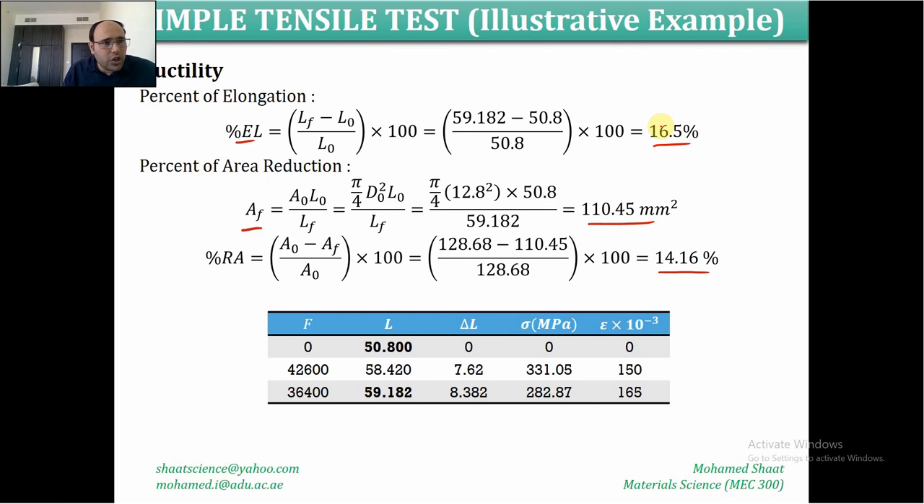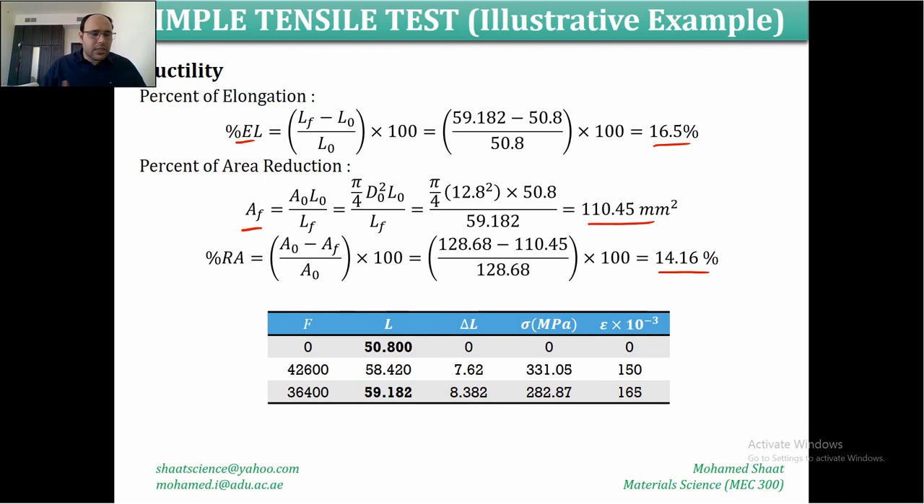So the percent of elongation of the sample is 16.5%. The percent of reduction of the cross-sectional area is 14.16%. These two percents are definitely going to be different depending on the Poisson's ratio of the material, which is another mechanical property of the material that I'm going to explain.